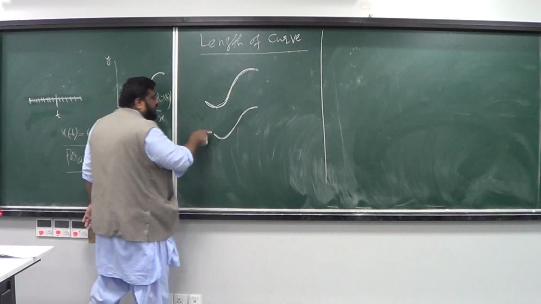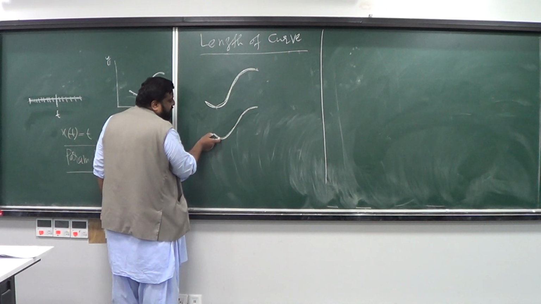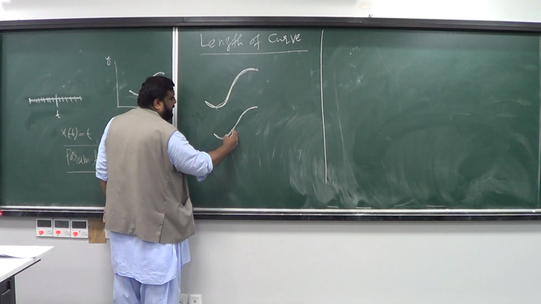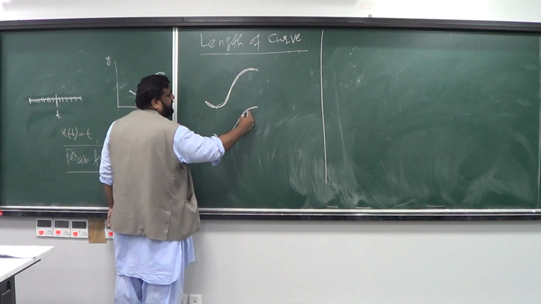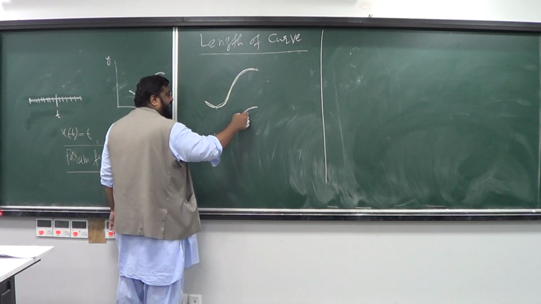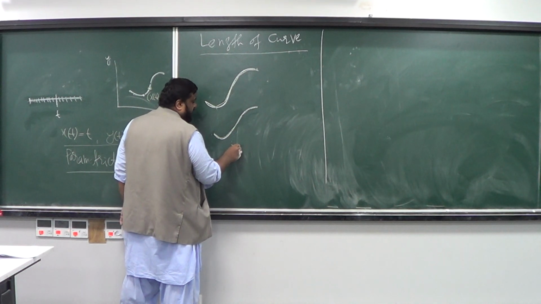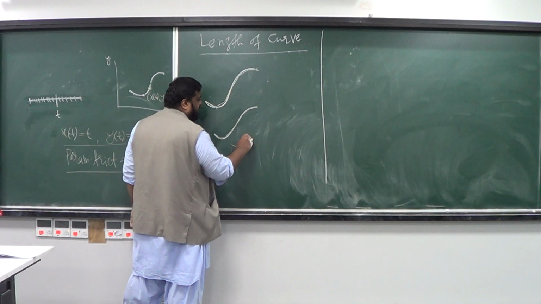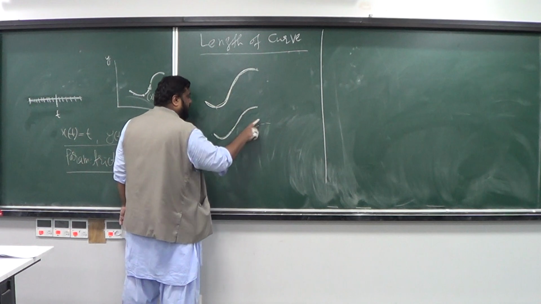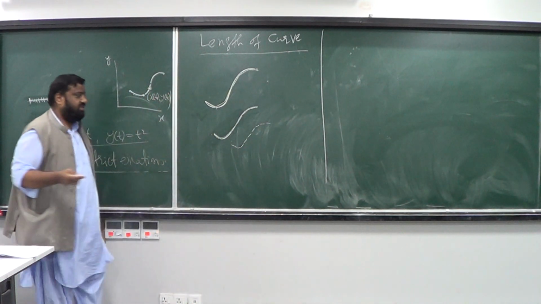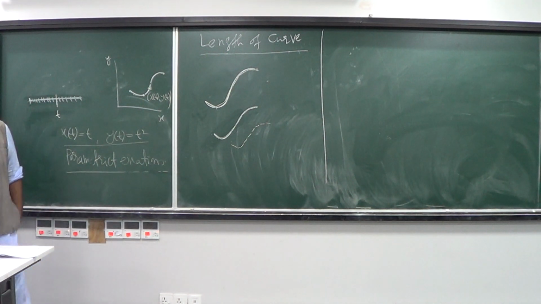So if you want to compute this entire area, compute the length of this segment plus length of this segment plus length of this segment, and so on, plus the length of this segment and the length of this segment. So add the lengths of these tiny segments, and you can get an approximation for this length.